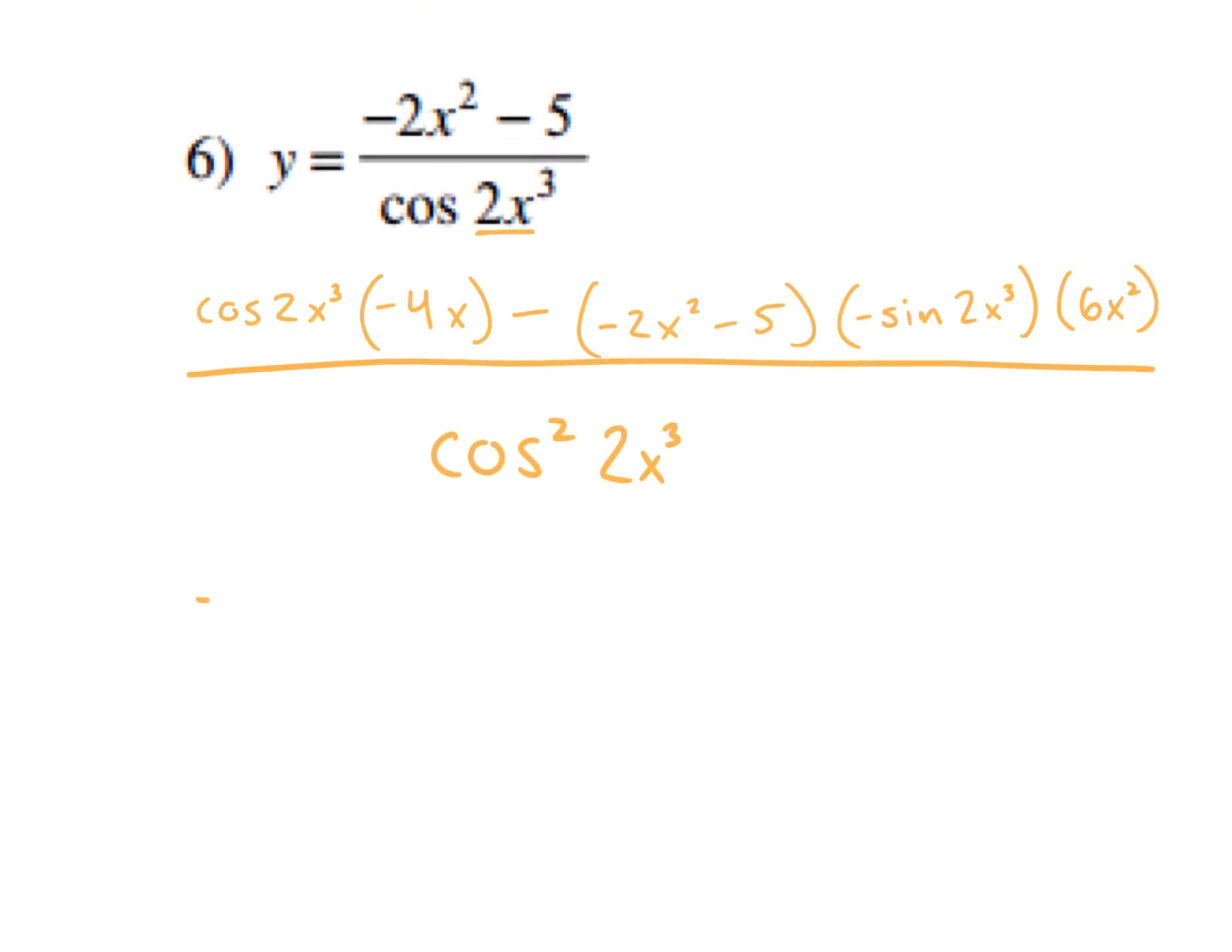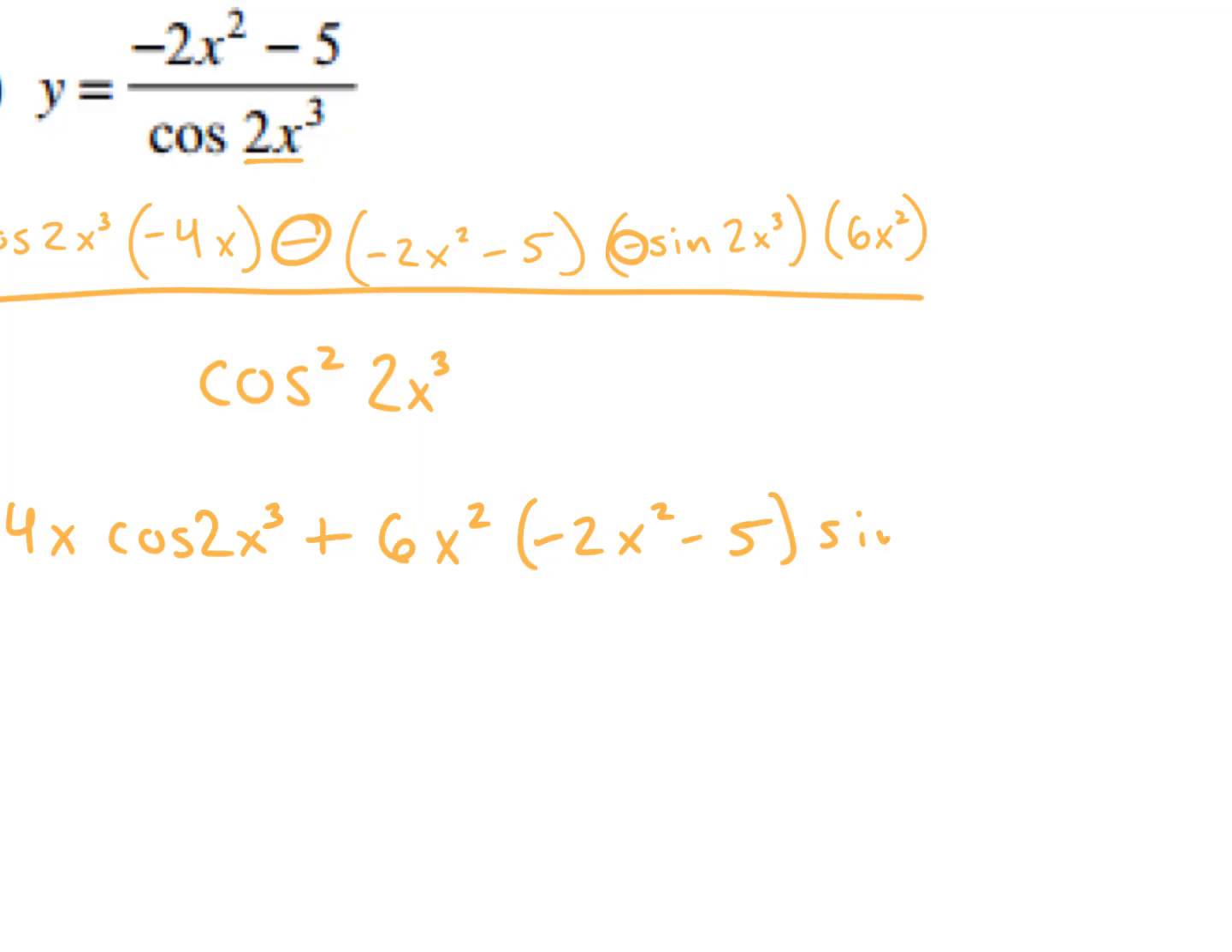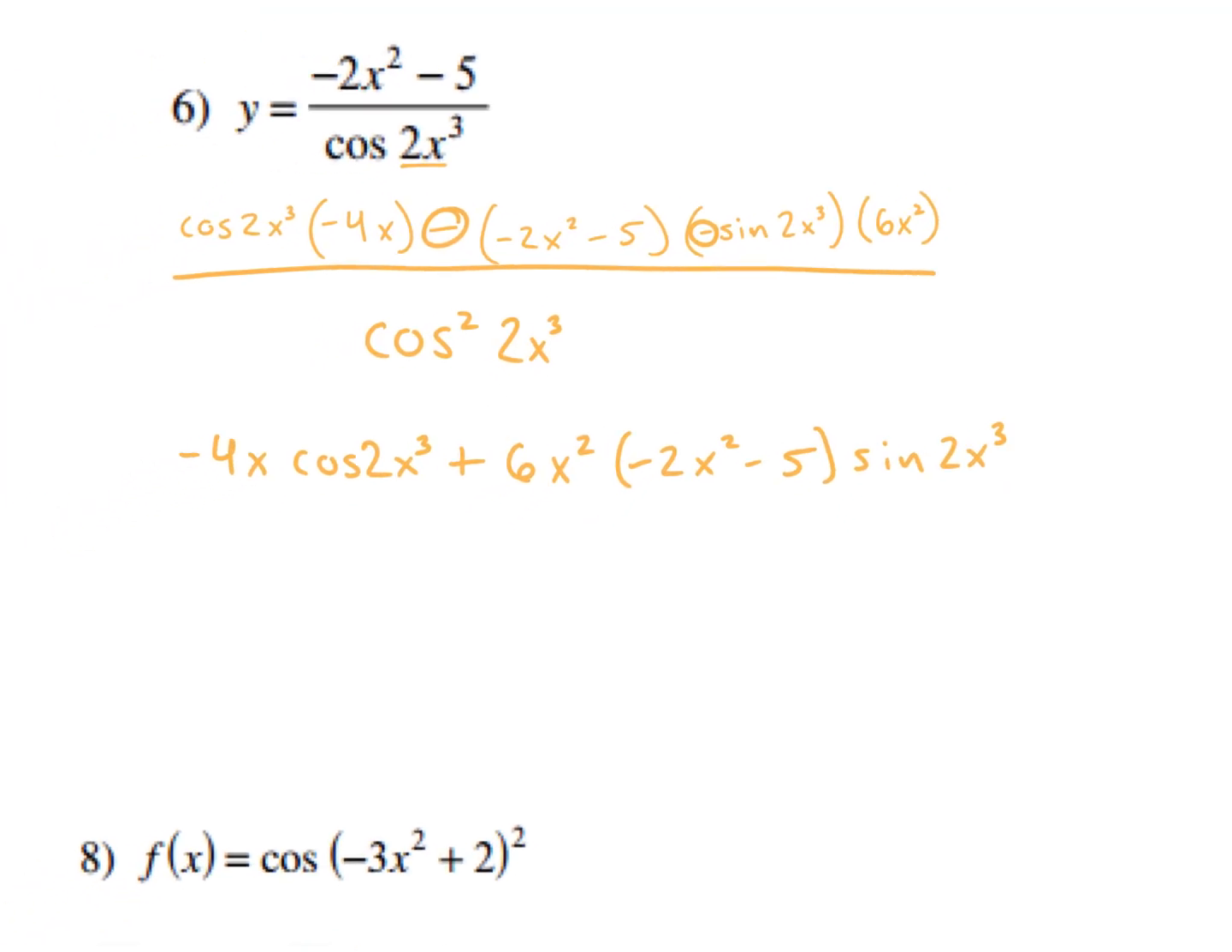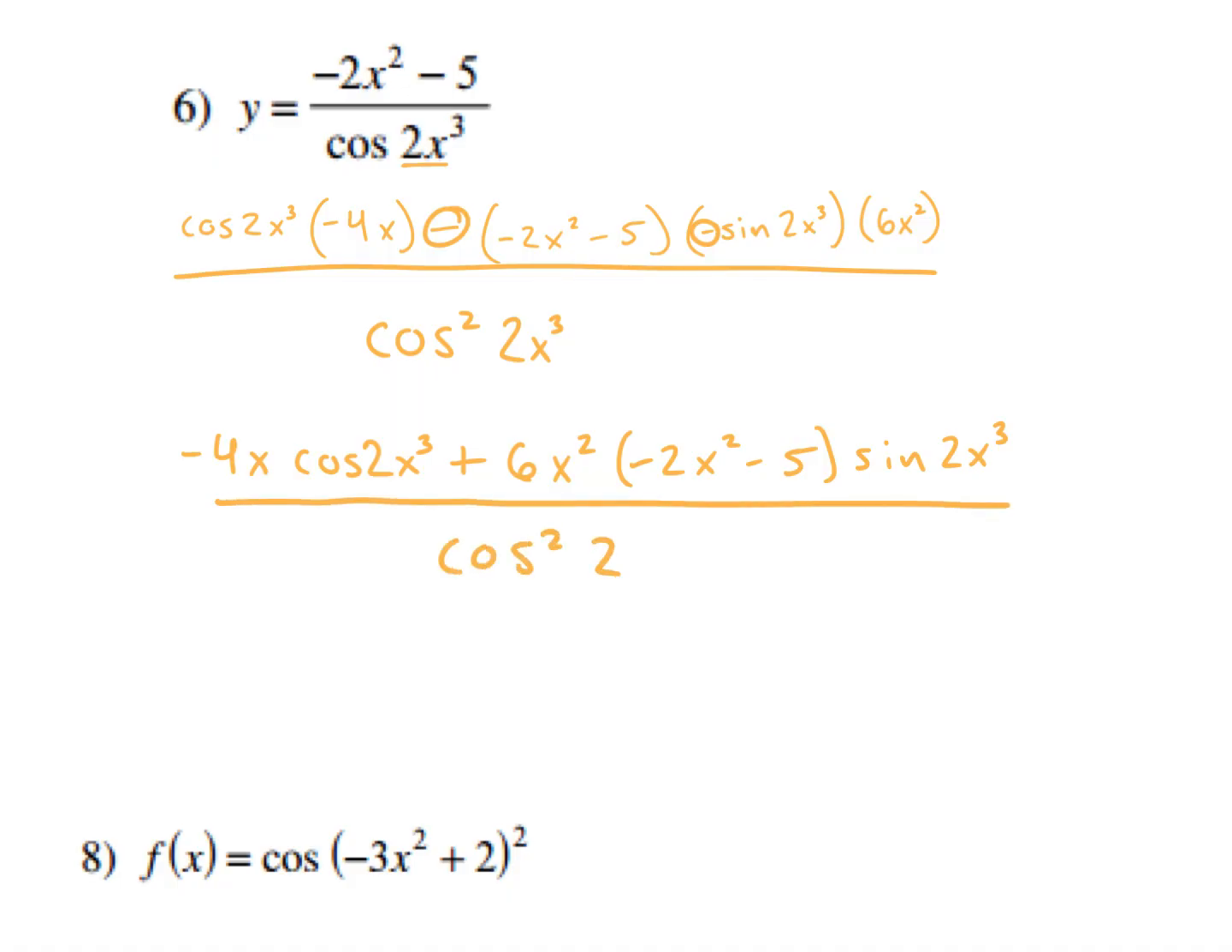I would simplify it to negative 4x cosine of 2x cubed. I've got a negative here and a negative here, so that would turn to plus 6x squared. You can distribute if you want to, negative 2x squared minus 5 times sine of 2x cubed. Over cosine squared 2x cubed.